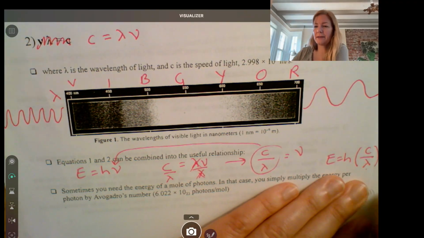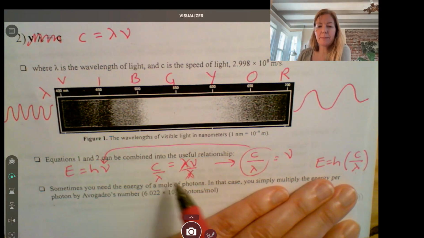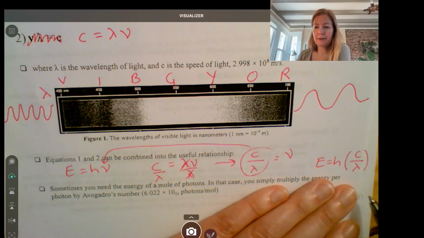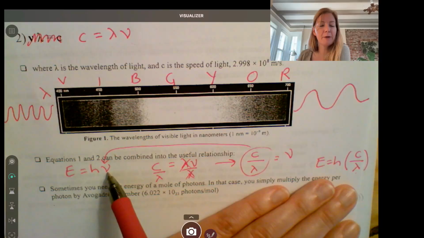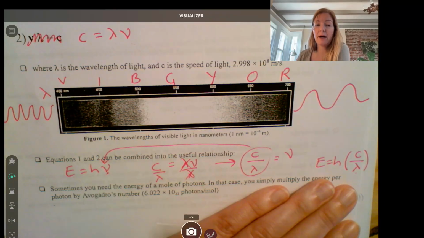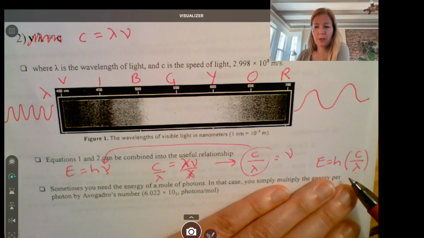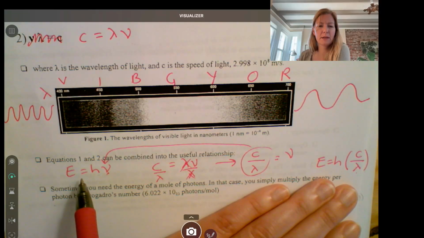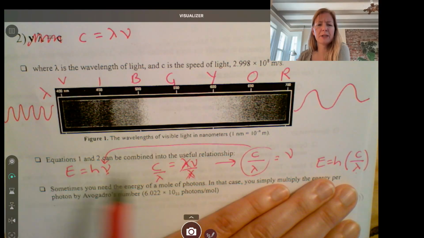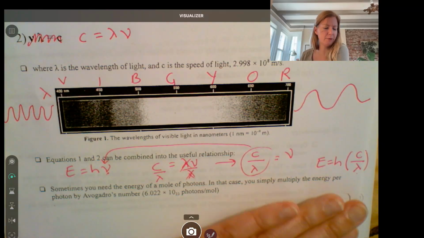So again, that's nothing fancy. All I did was plug one equation into the other. So energy equals Planck's constant times frequency. If you don't know the frequency, though, but you do know the wavelength, you can just use this formula instead. It just depends on what they give you. In our practice problems today, I think we're only going to be using these formulas separately, but you can combine them if you need to.